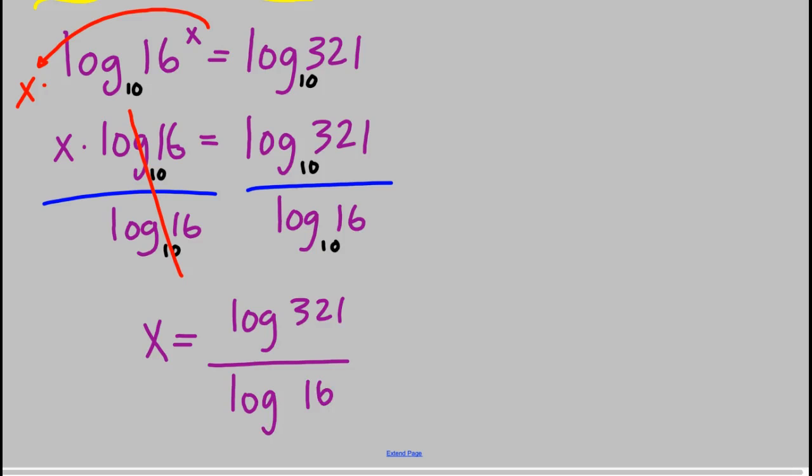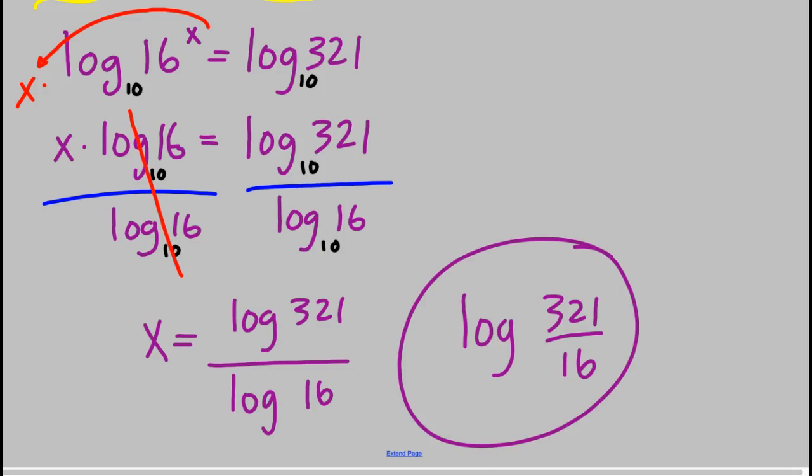You got to be careful. It's not the log of 321 over 16. It's not this. I see people make this mistake. It's not that. Okay? It's the log of 321 divided by the log of 16.